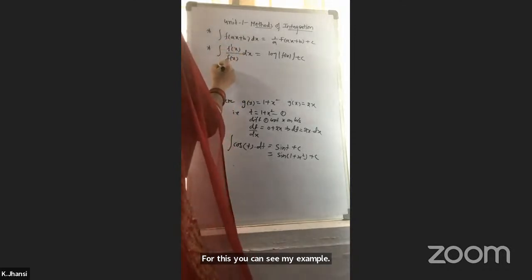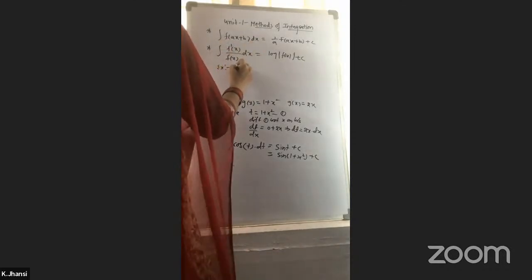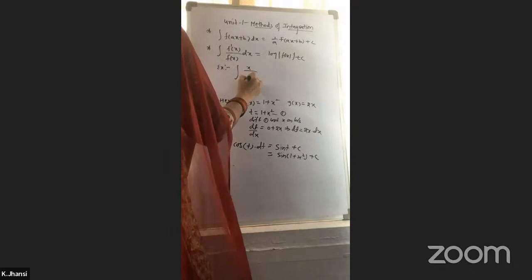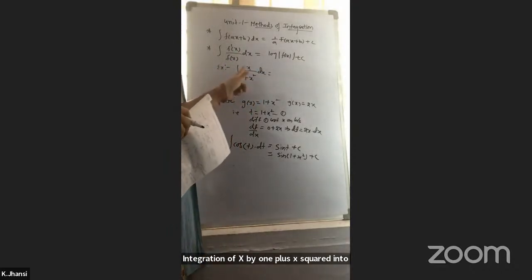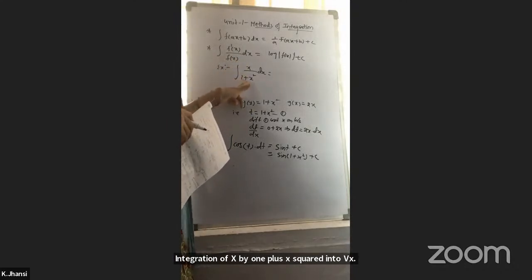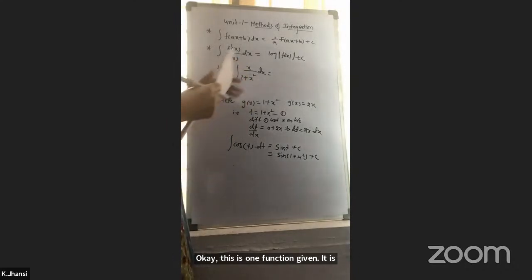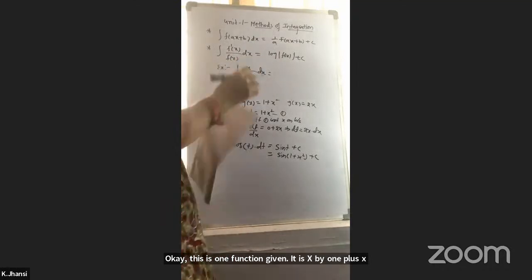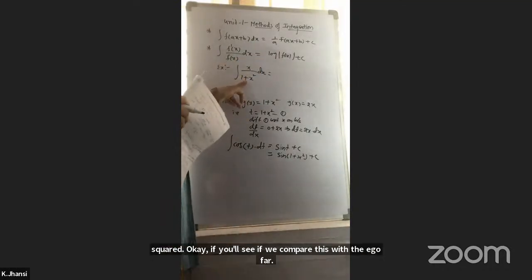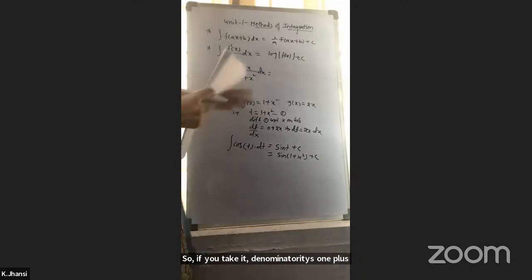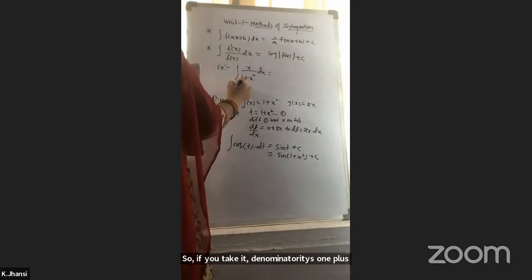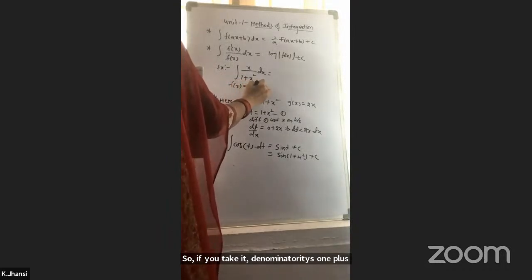See, like this, for example, the integration of x by 1 plus x square into dx. This is the function given, x by 1 plus x square. If you compare this with the above formula, and take the denominator, 1 plus x square, that is f of x.